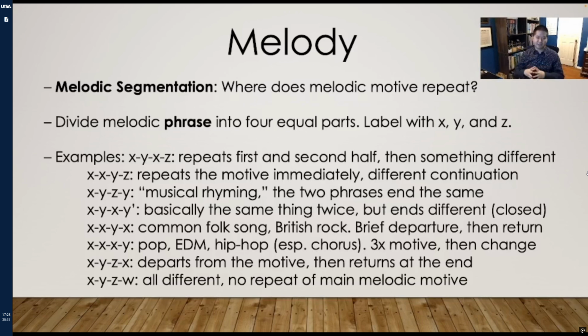So for some examples, if we have X, Y, X, Z, that means the repeat of the motive is in the first half and in the second half, that third segment, but it ends in a different way. So for example, if you had, I put an apple on my head, I put an apple in my bed. There you would hear, I put an apple, as the X that repeats, but there's something that changes on the second part of each of those. You might have X, X, Y, Z, that is repeating the motive immediately. So hearing that recognizable idea that repeats right away, but then ends in a different way.